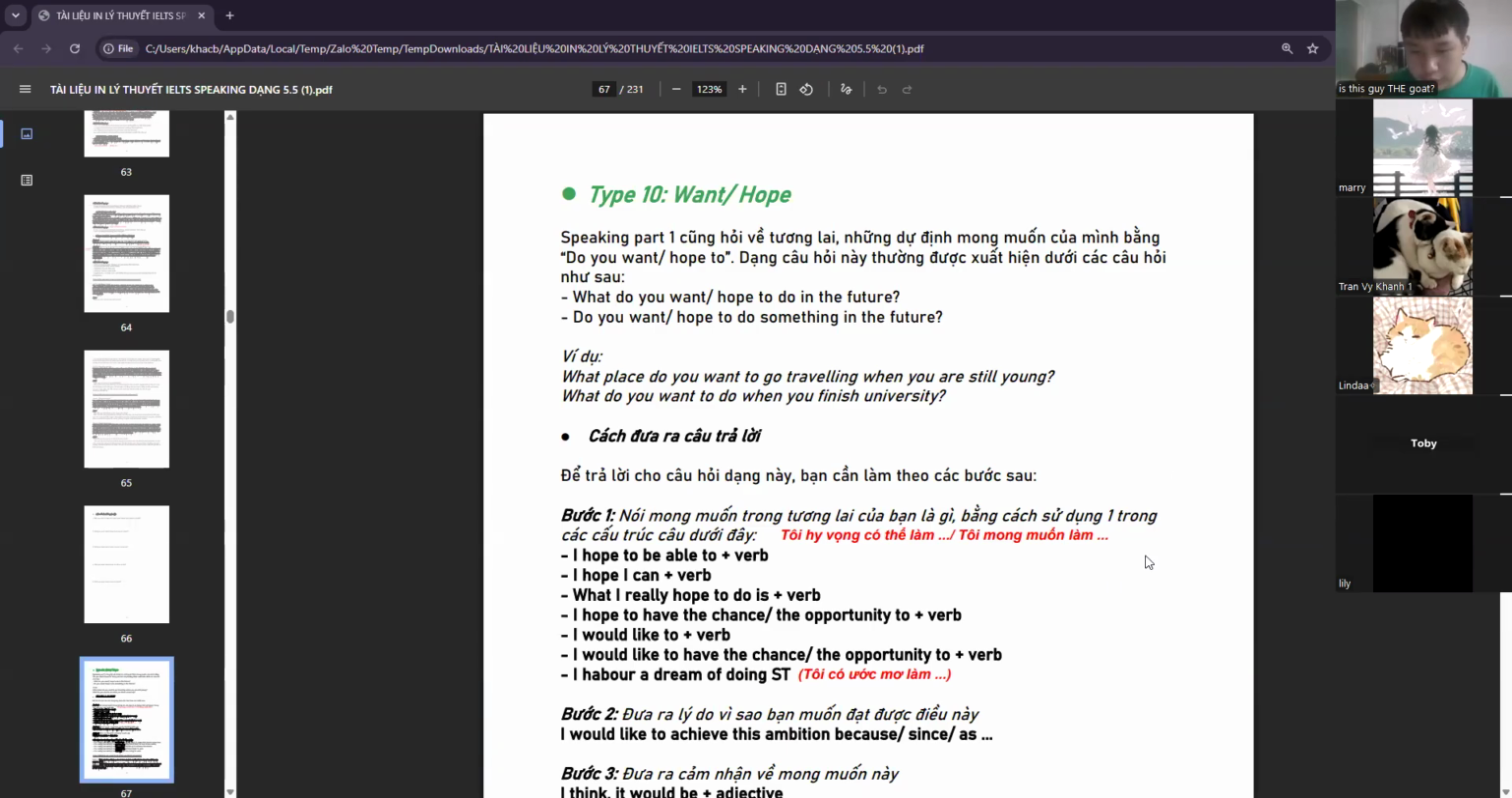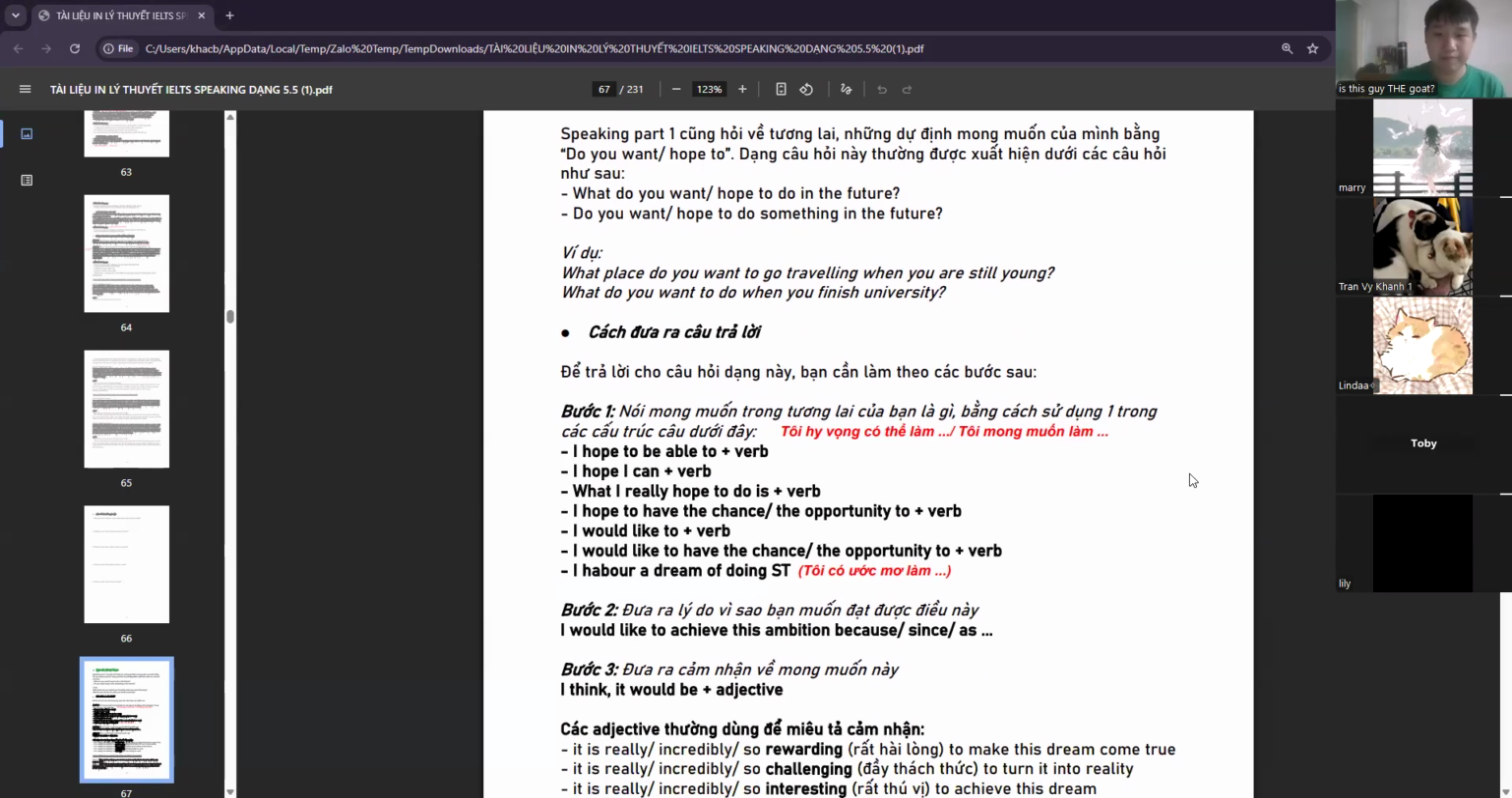So, what do you want to do in the future? What do you hope to do in the future? Do you want to do something in the future? Basically, whenever you see want or hope, expect them to ask you about the future. This question is really easy or hard depending on the person you ask. I hope you guys have at least a tiny idea of what you want to do in the future. Because if you get this question, which is actually kind of common, I think I had this twice, you're kind of screwed.